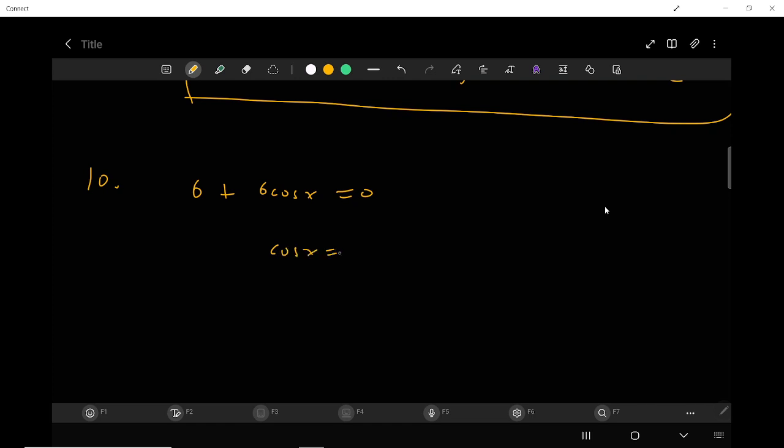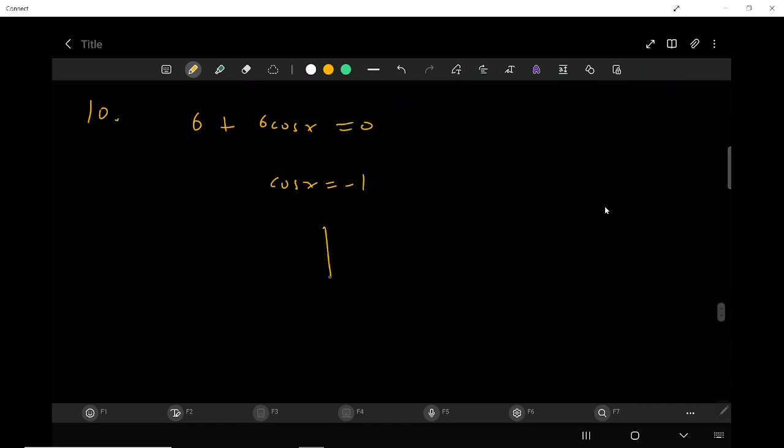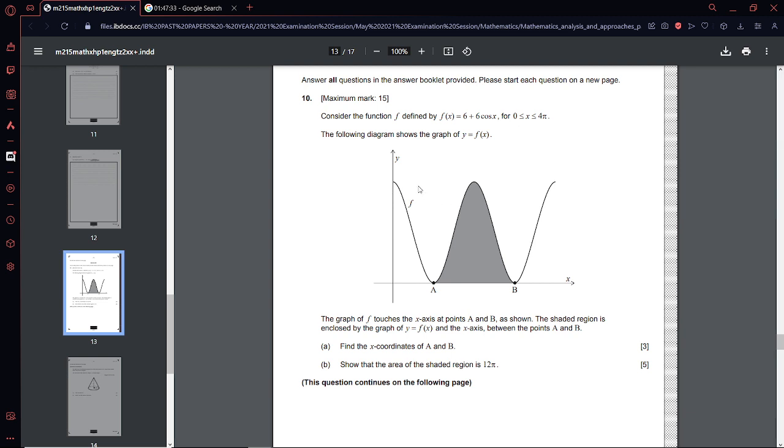Cos x equals minus 1. When cos x equals minus 1, that's here, so x equals pi and 3 pi. And I feel like, let's see, when x is 0, it's 6 plus 6, so this is 12. Interesting.